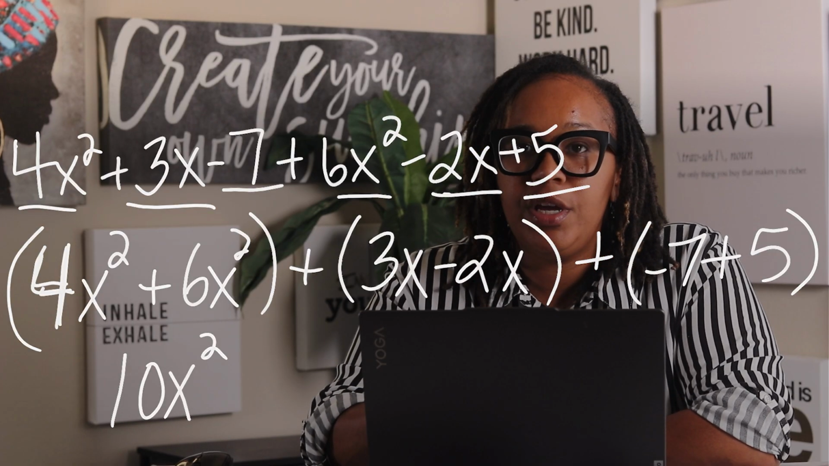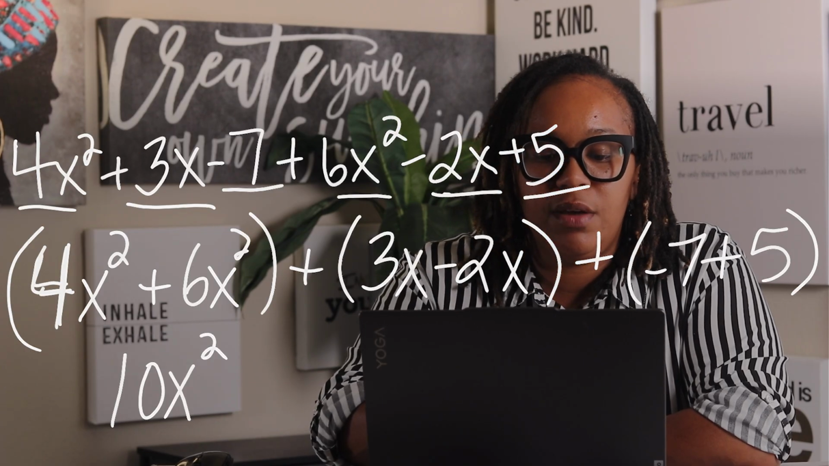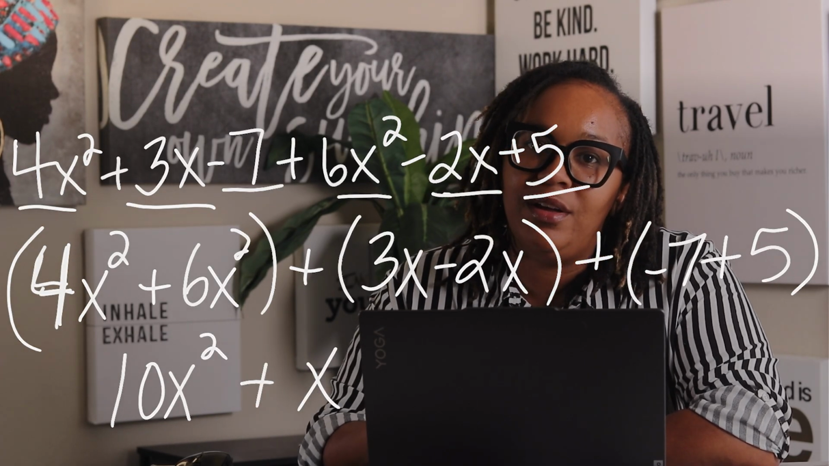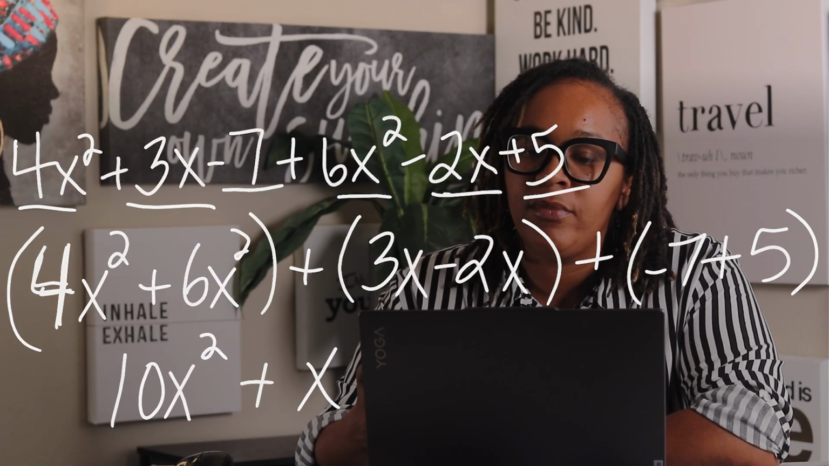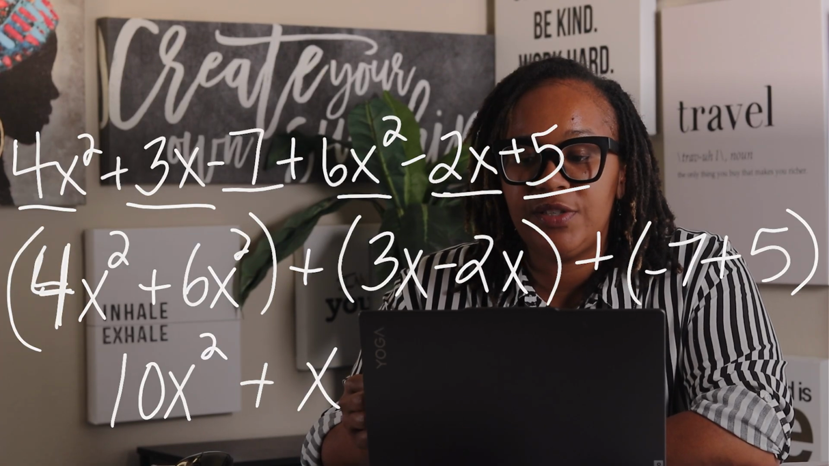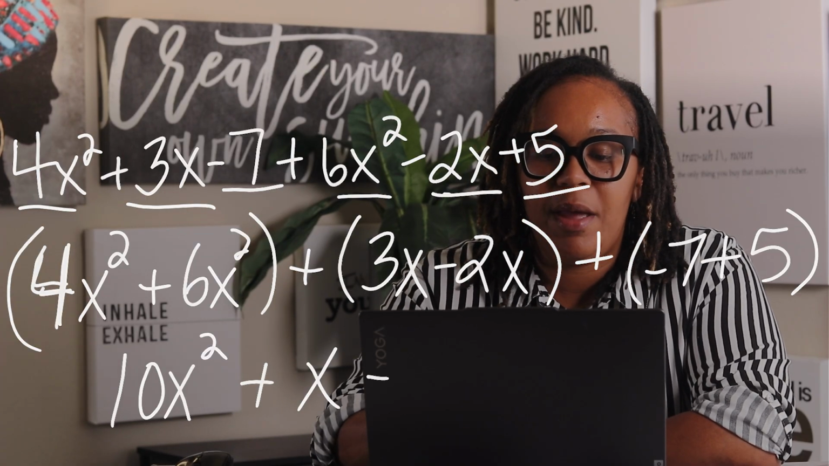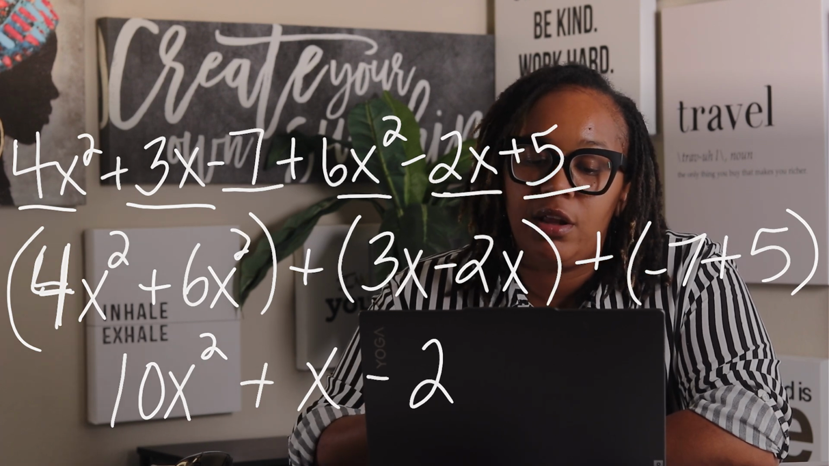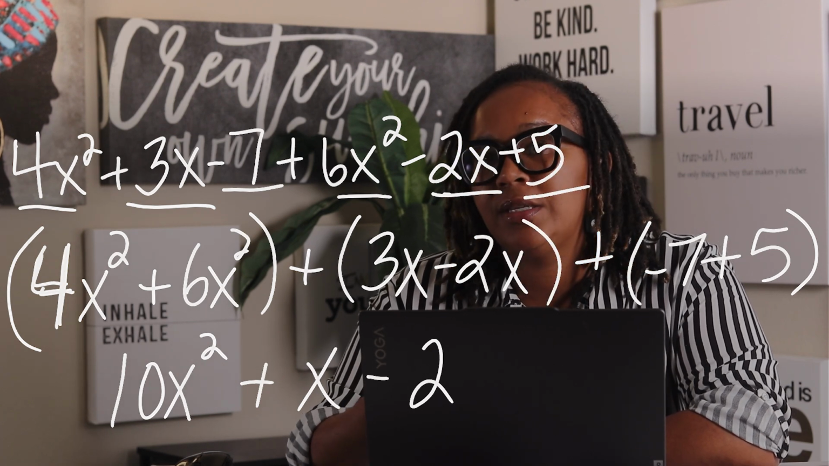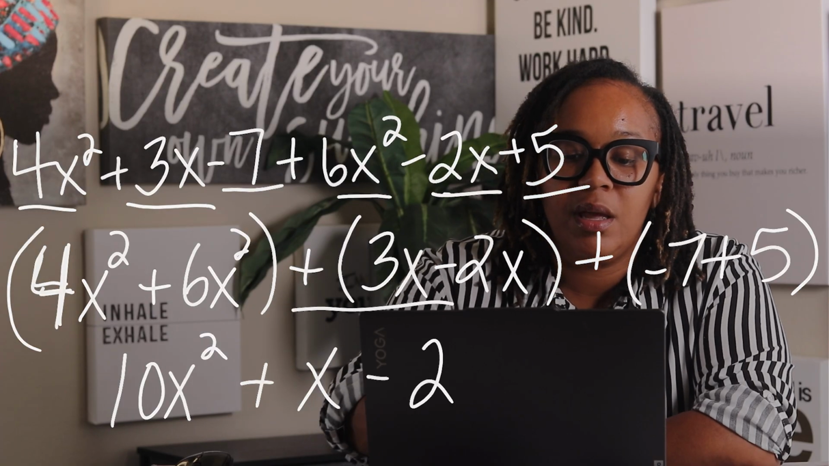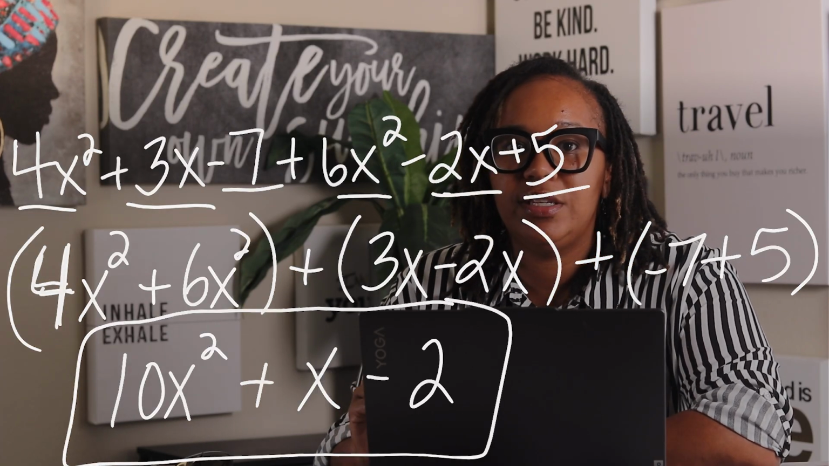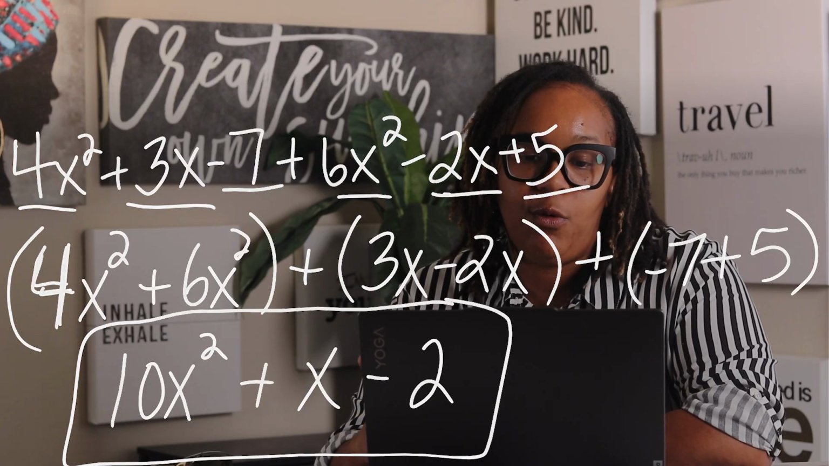So then we combine 4x squared plus 6x squared, which gives us 10x squared. We combine the 3x minus 2x, which ends up giving us 1x, and we don't write 1 in front of it, we just write x. And then the negative 7 plus 5, when you combine those, gives you a minus 2. So once you combine and simplify, you're left with 10x squared plus x minus 2. Nothing can be combined here because none of those terms have the same variable and the same exponent. That is how you would simplify that problem.